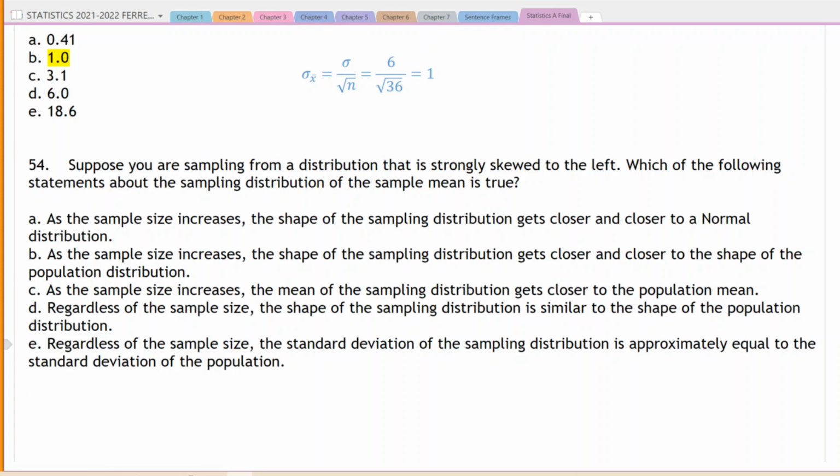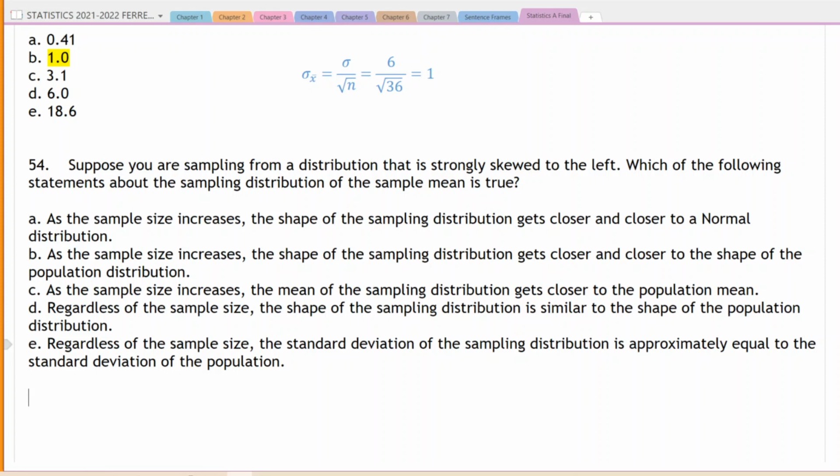So let me try and rephrase that one more time. The sampling distribution is approximately normal regardless of the population shape if the sample sizes are large. So letter A, as the sample size increases, the shape of the sampling distribution gets closer and closer to a normal distribution. Now for 54, that answer A sounds really good.